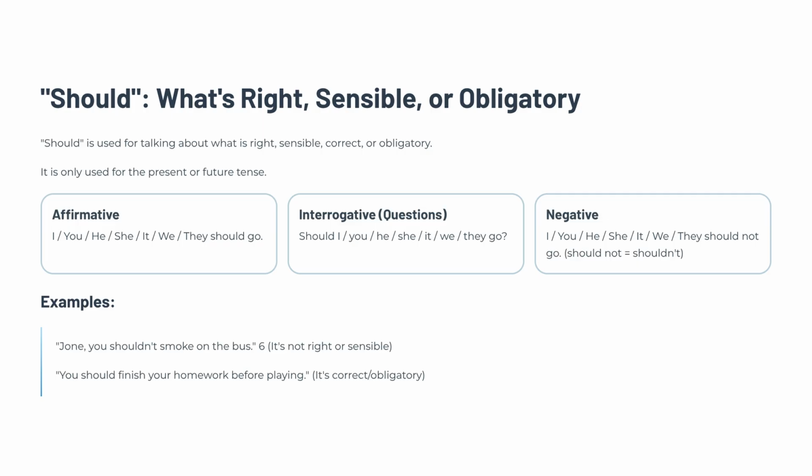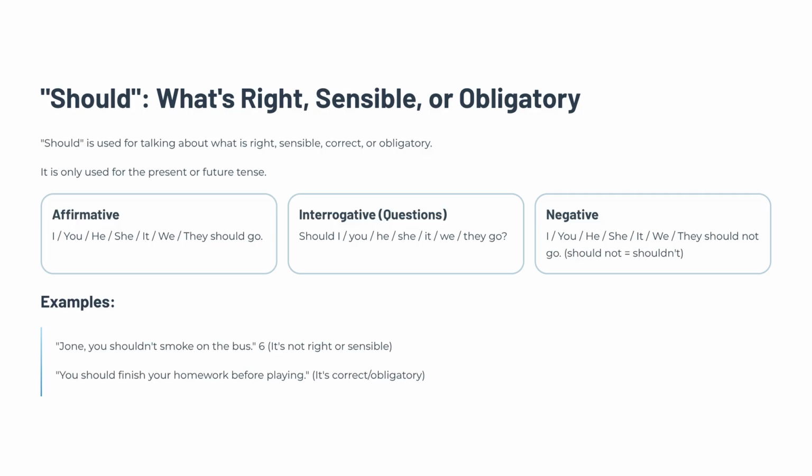I'm your host, James, and today we're unlocking the secrets of two very useful modal verbs, should and should have. These are super important for expressing advice, making suggestions, and even talking about past regrets. Get ready to boost your English power.